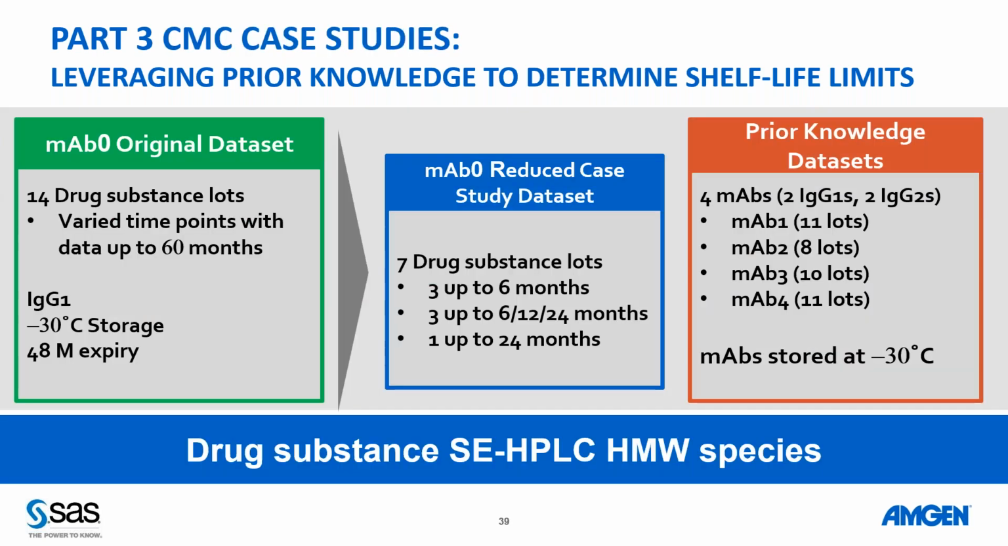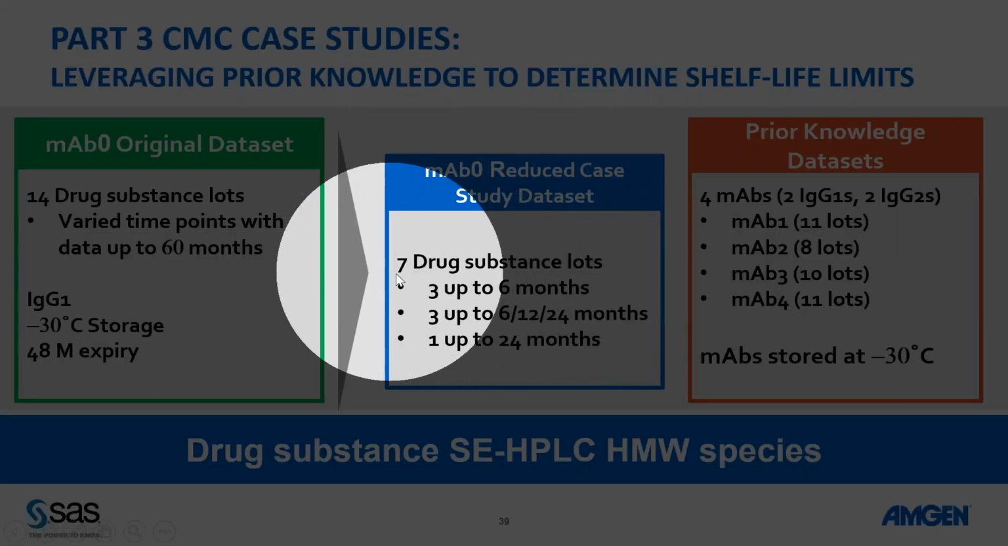The original data set was an IgG1. Ig stands for immunoglobulin, which are some of the things in your body that react to viruses and infections, and there are different types. Some of them have different reactions than others. So this is an IgG1. We had 14 lots stored at minus 30C, and what we needed there was the expiry and the limits at 48 months. That's kind of like the expiration date.